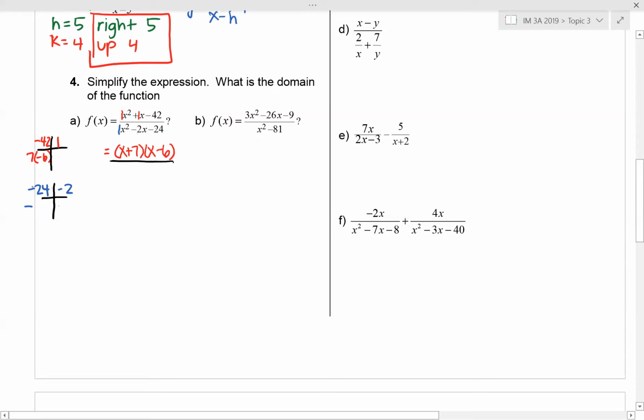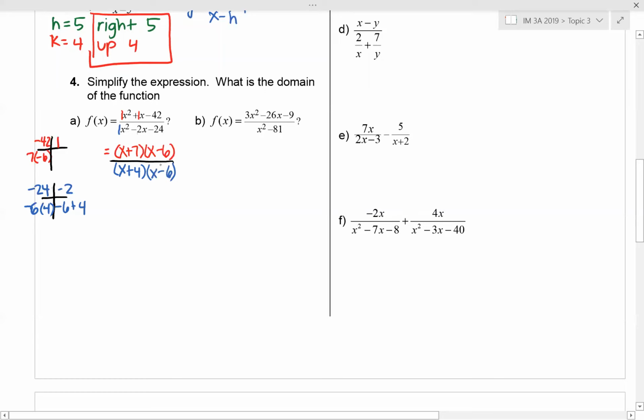6 times positive 4, because negative 6 times 4 is negative 24, and then negative 6 plus 4 is negative 2. So that means that this factor is going to be x plus 4 times x minus 6.